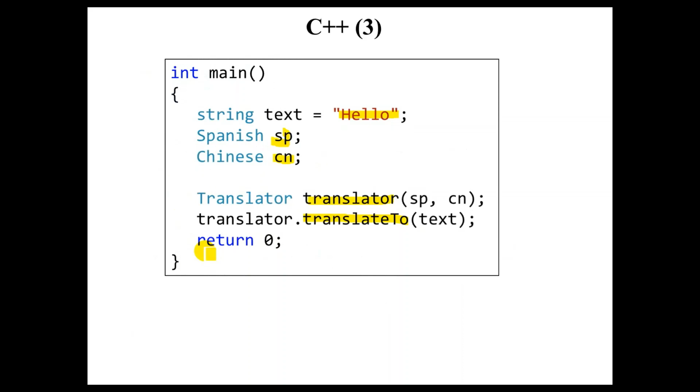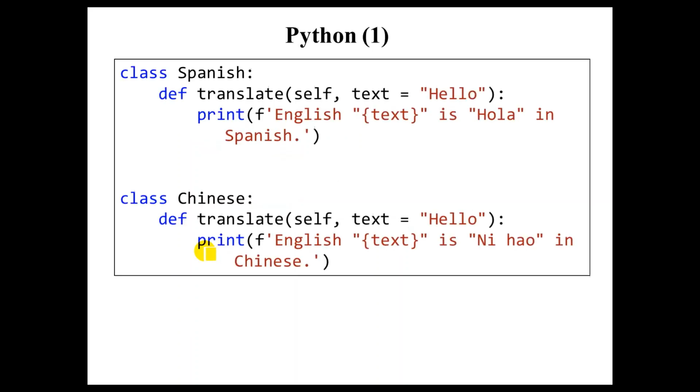So if you feel comfortable in Java or C++, you can look at any of these examples. And if you are not well experienced in Java or C++, then you can look at the Python implementation. You can see it's very simple. This is the Spanish class, this is the translate method implementation, this is the default text, and this is the output, or I can say the translation.